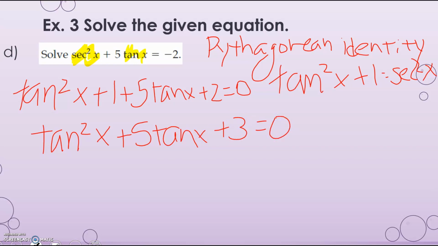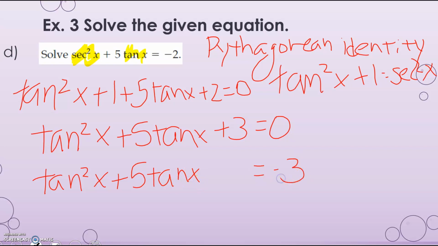And some of you guys go, Miss A, this is not factorable. Okay, is factoring the only way we know how to solve a quadratic equation? You could also complete the square with this one. So this is going to be tangent squared x plus 5 tangent x equals negative 3. Now, what would be a correct third term to add to both sides? We have to take half the middle, which is 5 over 2, and square that. So I'm going to be adding 25 over 4 to both sides.